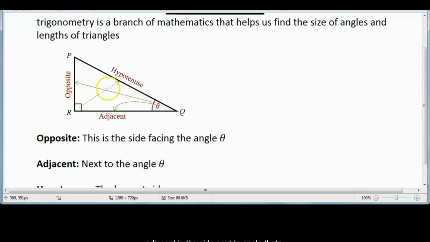Adjacent is the side next to angle theta. This is it, adjacent. Hypotenuse is the longest side.